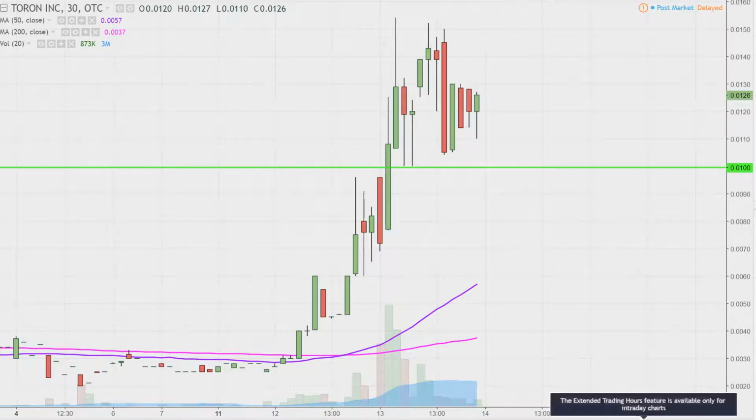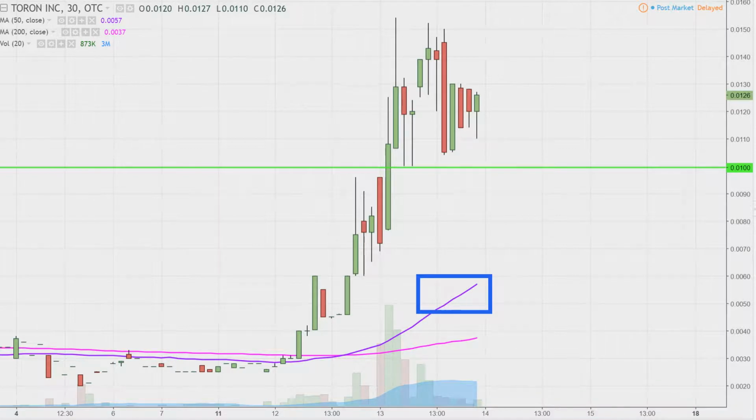Now, taking a step back and looking at the big picture of things, so this assumes, of course, that you care more about a bigger time horizon, but it's all about the purple line right here, which is the famous 50-period simple moving average. Keyword there being moving. So as time goes by, that purple line is going to move itself higher and higher and higher.